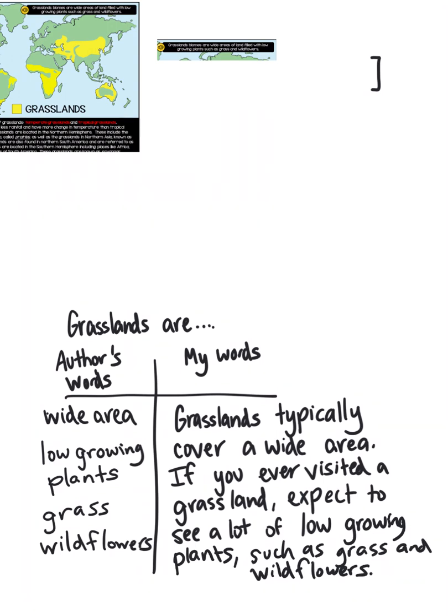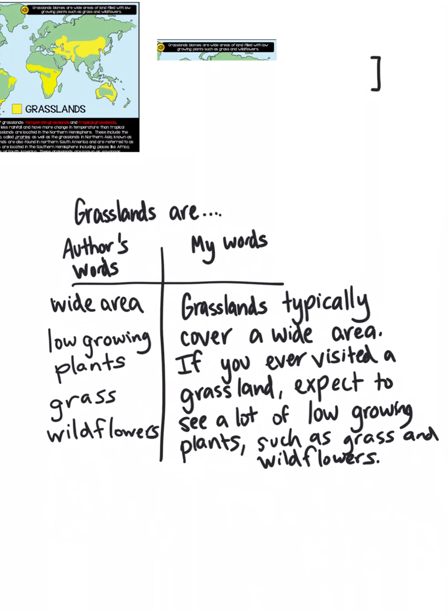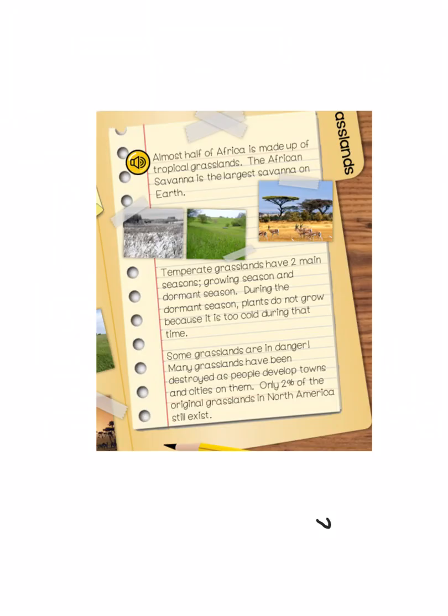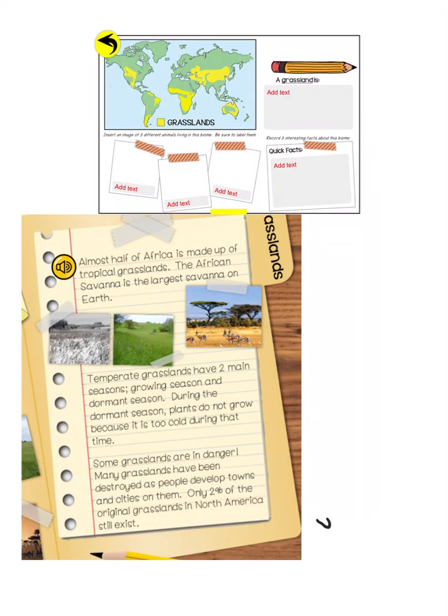Okay, and that's it. Now, I didn't look at the author's sentence while I wrote my sentence. So my work is different enough that I know for a fact I didn't copy her words. Okay? Now let's talk about how you can use the same strategy to record some quick facts in this box here. This is a page that you can click on to learn more interesting facts about grasslands.